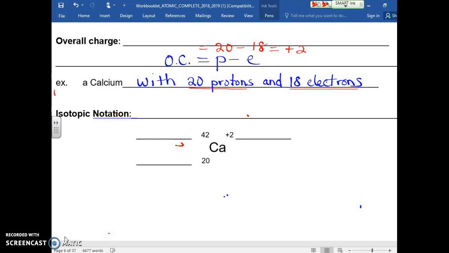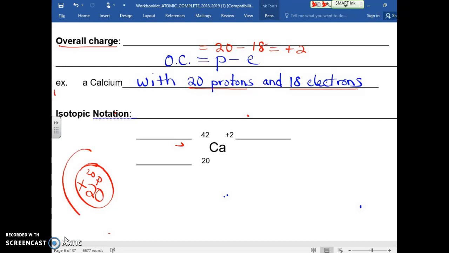I caught myself, I was getting ahead of myself. I was thinking this way. Students confuse overall charge and nuclear charge. But remember, when we talk about the nuclear charge, we're talking about the nucleus. Since I have 20 protons in the nucleus, that means the charge on the nucleus itself is positive 20.